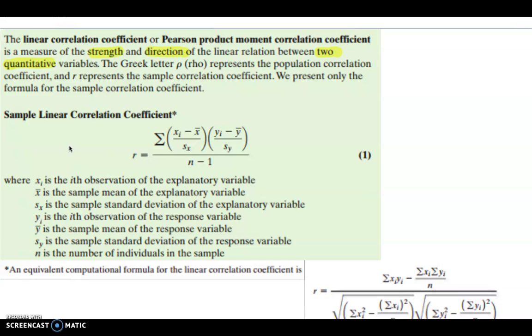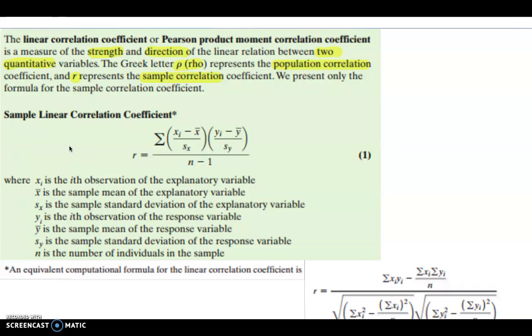So we will be using the Greek letter rho. That represents the population correlation coefficient, and then lowercase r represents the sample correlation. In almost everything we do, it'll be lowercase r because we'll be dealing with samples. But just know, again, population is rho. It's a Greek letter, which follows kind of the pattern we've been going through with mu and sigma. r is the sample correlation coefficient.